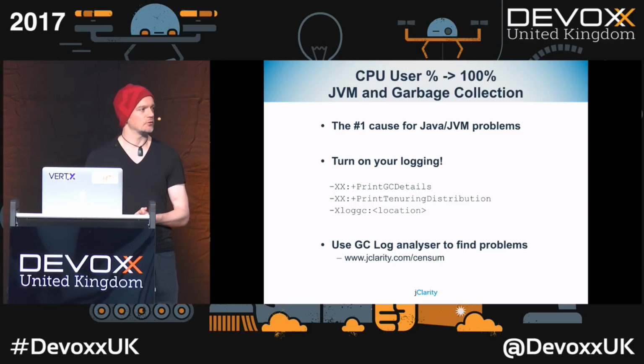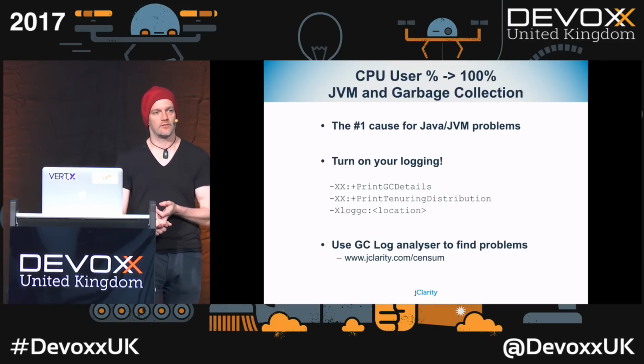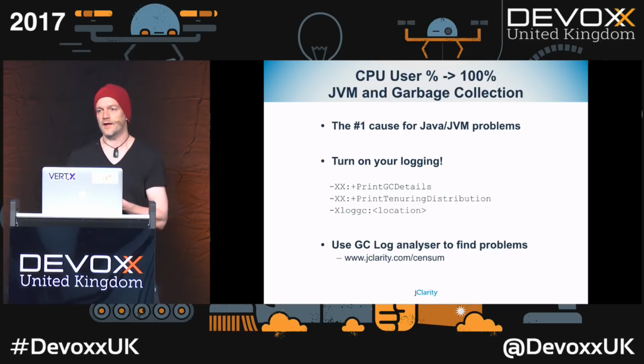Less than 1% impact on your running production JVM to switch this on. All right? And it gives you the GC log you need to find out whether it's a GC problem or not. Use a GC log analyzer to find the problems. We obviously have a paid-for tool. There is also a free tool called GC Viewer, if you don't have any budget or if you know your manager will never pay for anything.